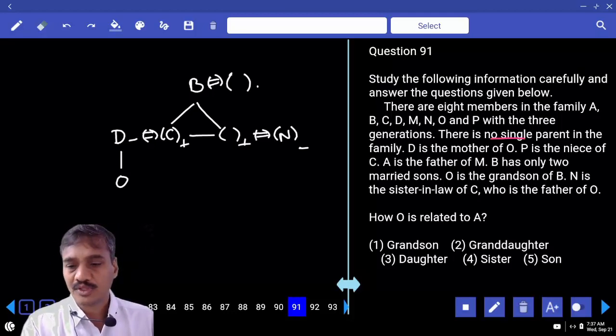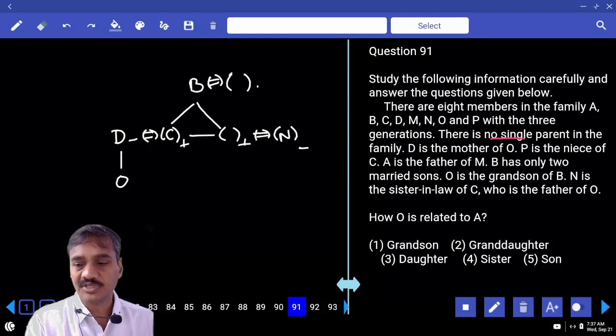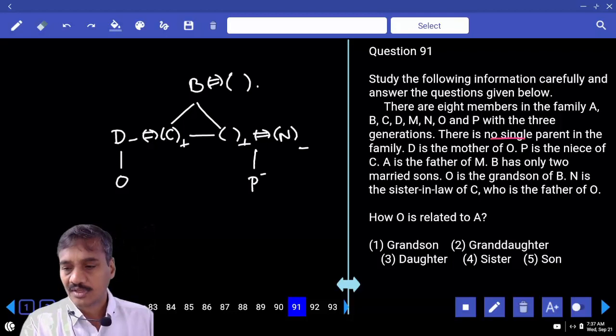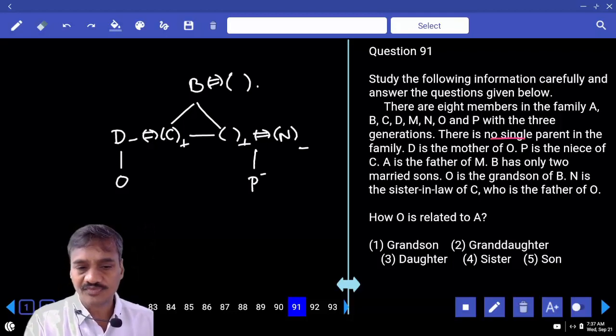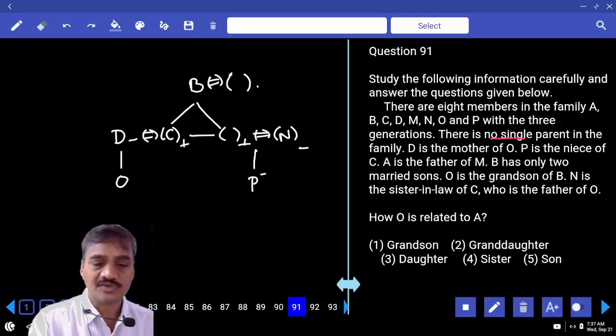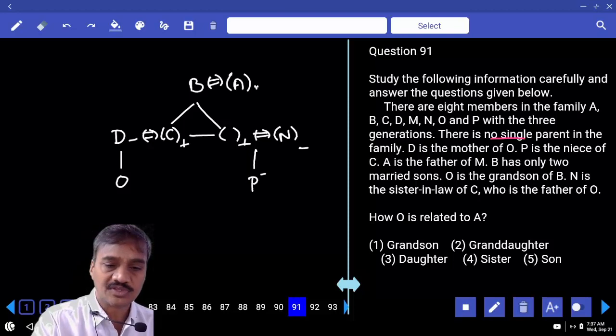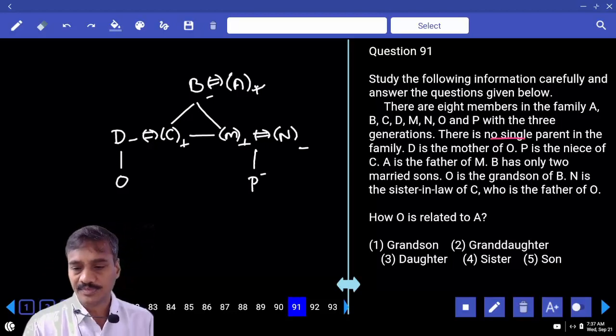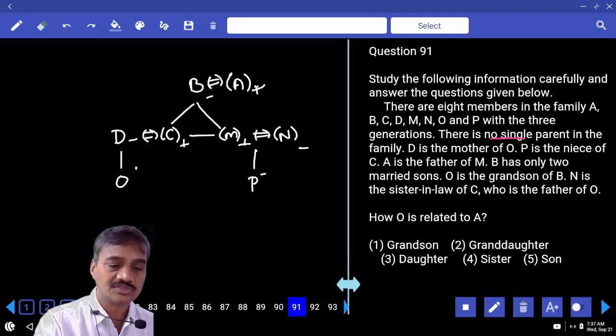That fits. The other information is that P is the niece of C, hence P will be here. Next, A is the father of M, hence A must be here. B is a female, and B has only 2 married sons. O is the grandson of B, O is here.